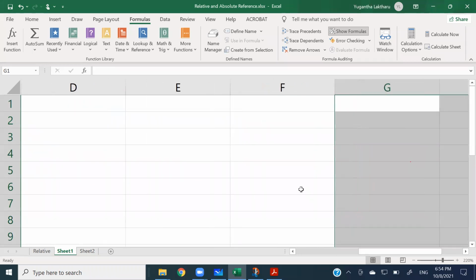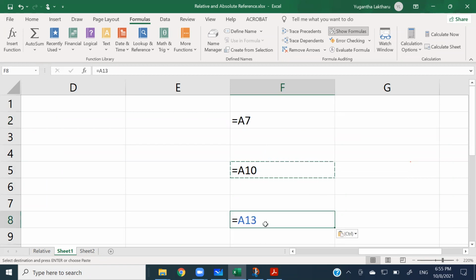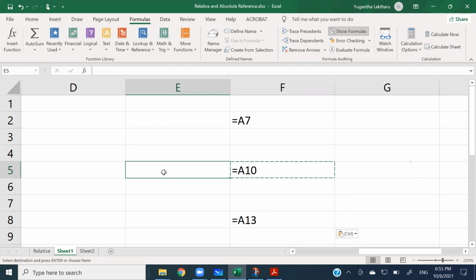Now I am writing a particular formula in a cell, saying equals A10. Right? A10. Now you know, if I copy this and paste it over here, it's going to become A7. We know what happens now. When going up, the number decreases. Since the column is the same, the letter does not change. If I copy it over here, this is going to give me A13.